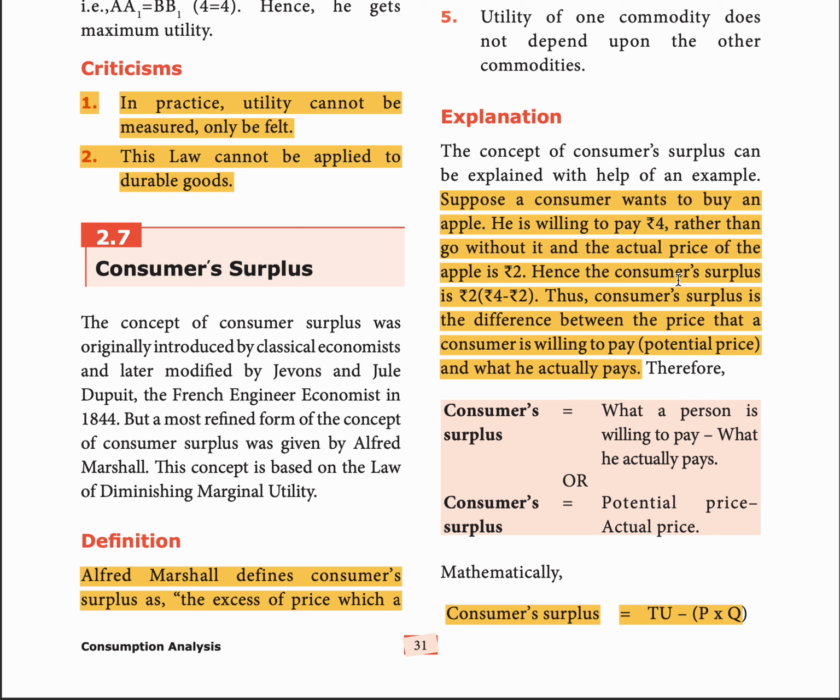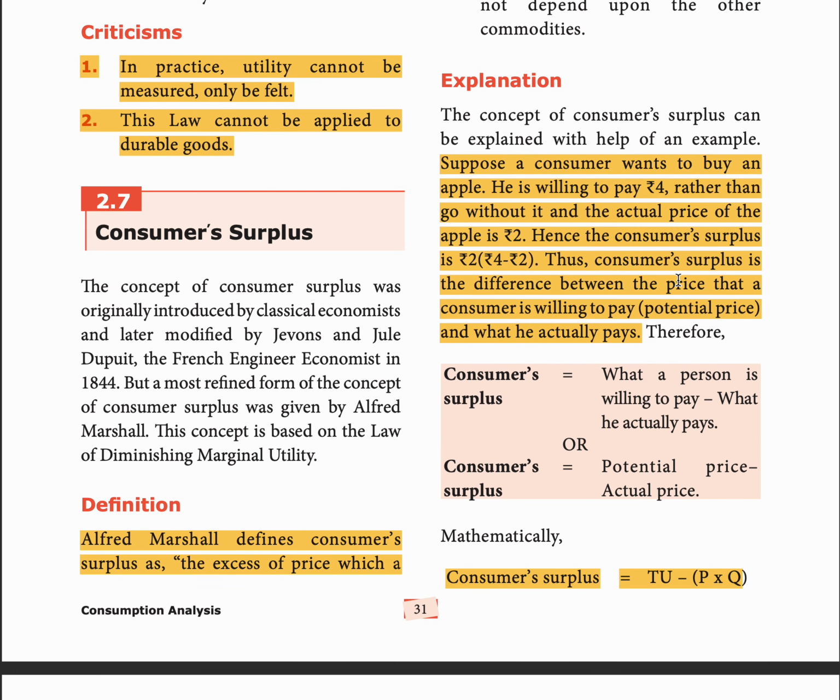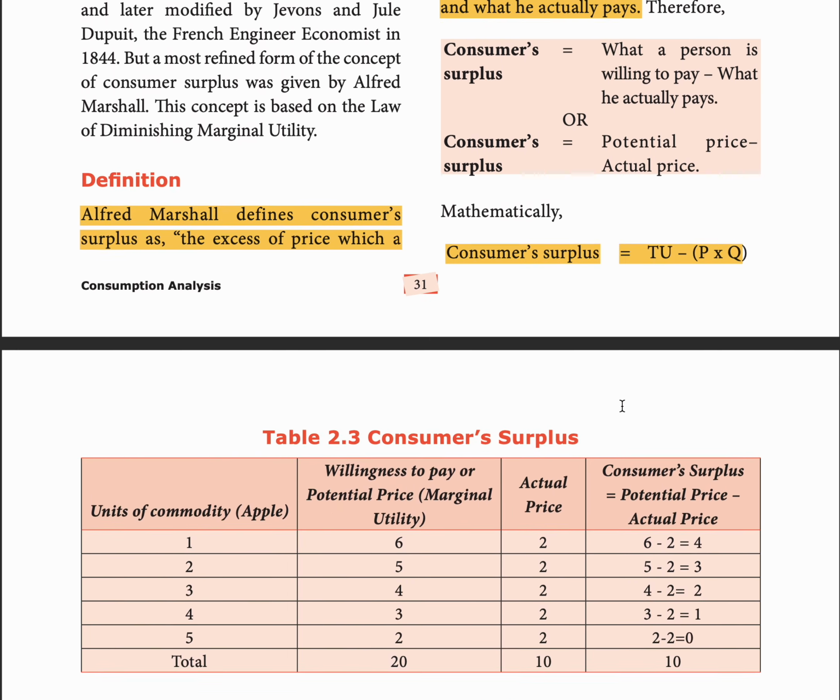The consumer surplus is the difference between the price that the consumer is willing to pay and what he actually pays. Suppose a consumer wants to buy an apple and the price of the apple is 4 rupees, and the consumer is willing to pay 10 rupees for that apple. So this 6, the extra money, comes in the consumer surplus. So what is the definition? What a person is willing to pay minus what he actually pays.